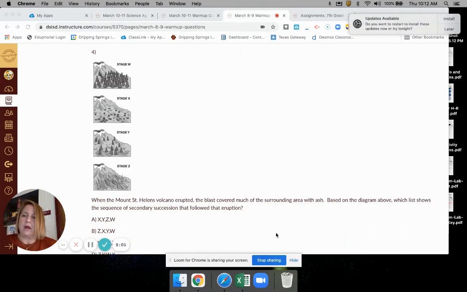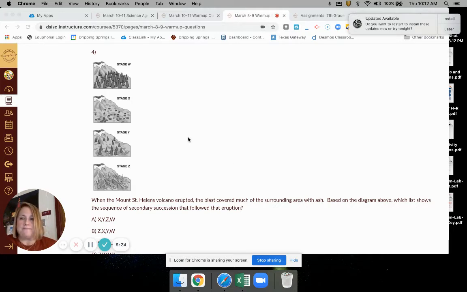Number four, also about ecological succession. When the Mount St. Helens volcano erupted, the blast covered much of the surrounding area with ash. Based on the diagram above, which list shows the sequence of secondary succession that followed that eruption? So we're talking about succession starting from dirt. There is dirt. In this case, Mount St. Helens, the top blew off, but there was no lava flow that would cause primary succession to happen.